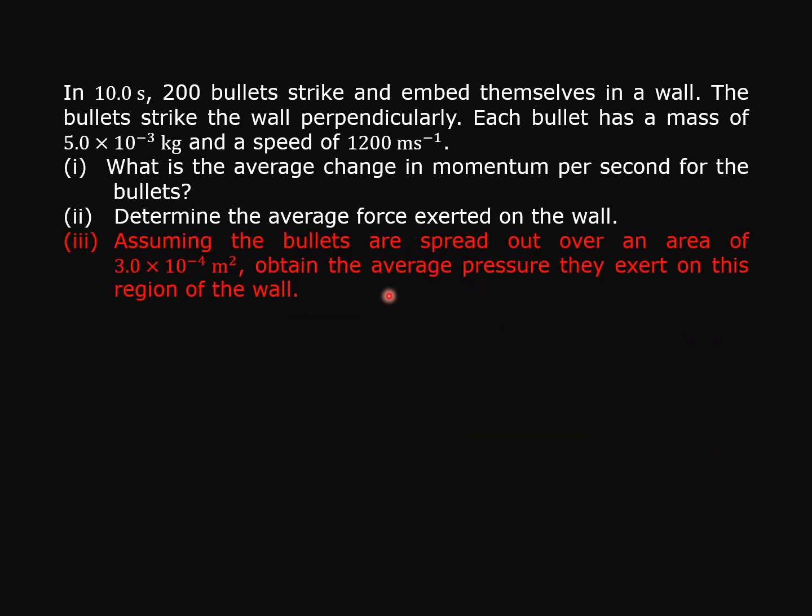Part 3, we want to find the average pressure the bullets exert on the wall. The area of the contact when the bullet strikes the wall is 3.0 times 10 to the power of -4 meters squared. This is the area of the region that the bullet strikes on the wall. So now we want to find the pressure acting on the wall by the bullet.